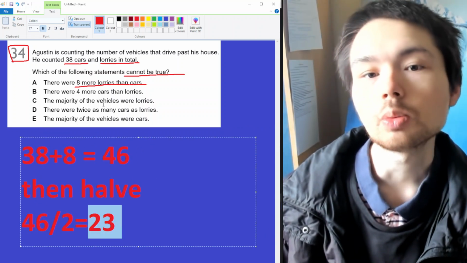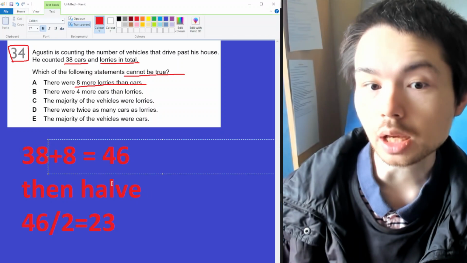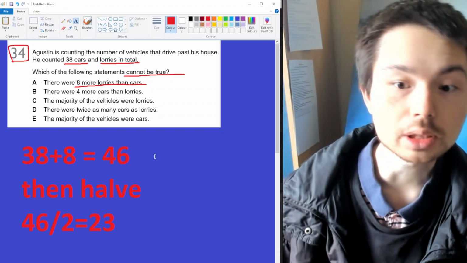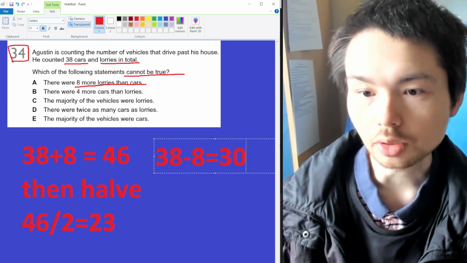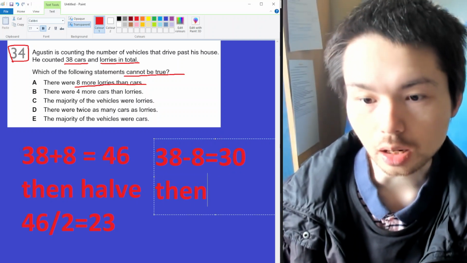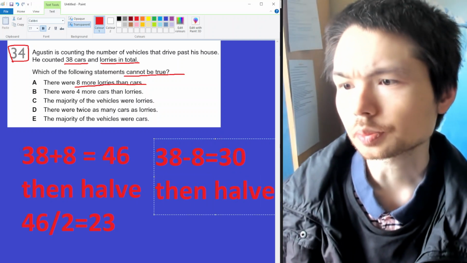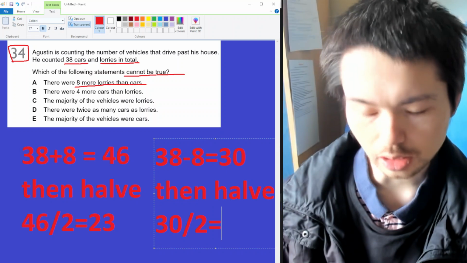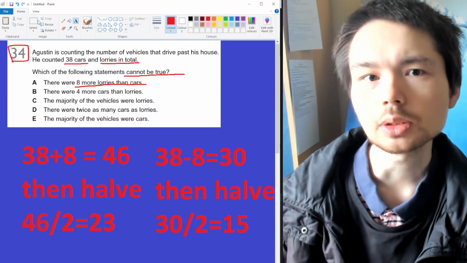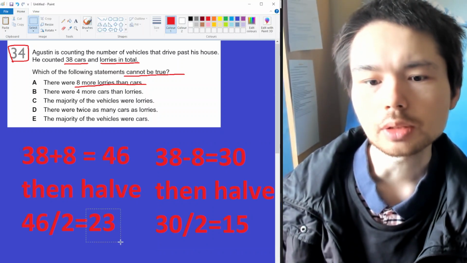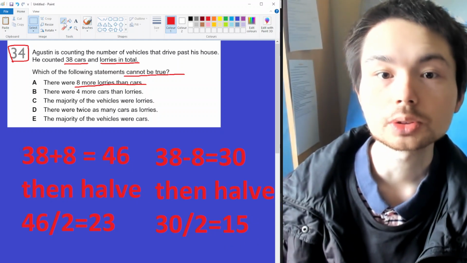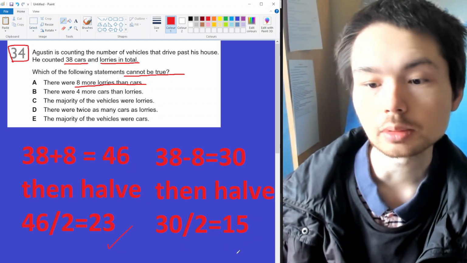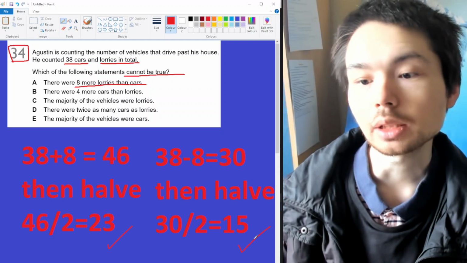That will be one of the vehicles. You see 38 plus 8. If there are 8 more lorries, that means there are 8 less cars. So do 38 minus 8, which is 30. Then you halve again. 30 divided by 2 is equal to 15. Look at the two numbers, 23 and 15. If you add them up, it will be 38. So it works. So you can have 8 more lorries. And 23 minus 15 is 8.